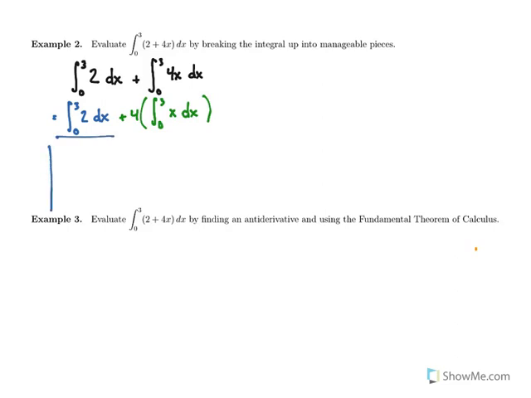First one, we have from 0 to 3, the constant function 2, and we're trying to find the area under the curve from 0 to 3. And that area is just a rectangle, and it's going to be the base 3 times the height 2. That's going to be a 6. This whole thing is going to be equal to 6 plus 4 times whatever we get for our next one as well.